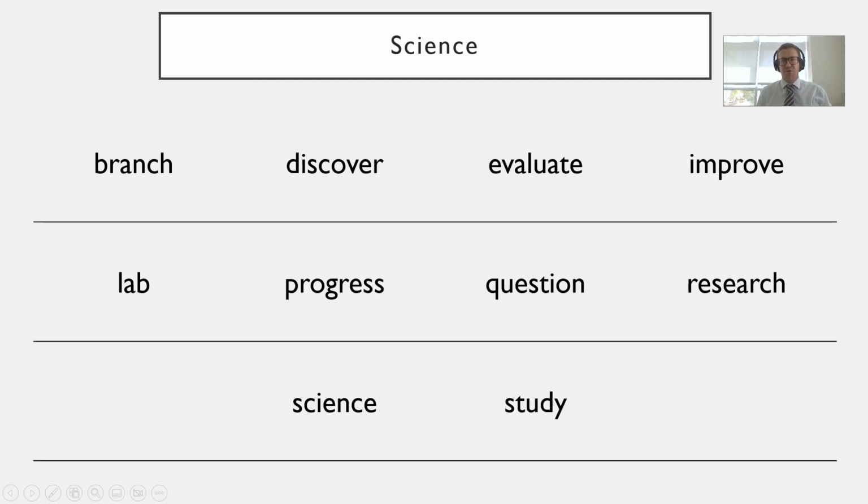So here are the words for science: branch, discover, evaluate, improve, lab, progress, question, research, science, study.